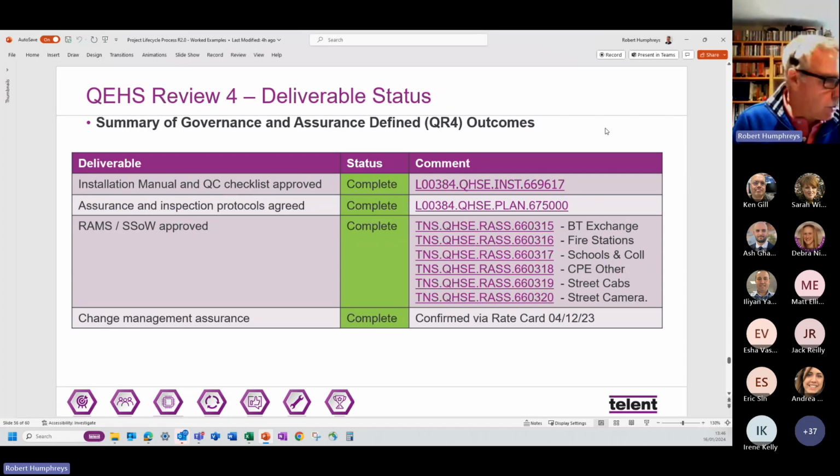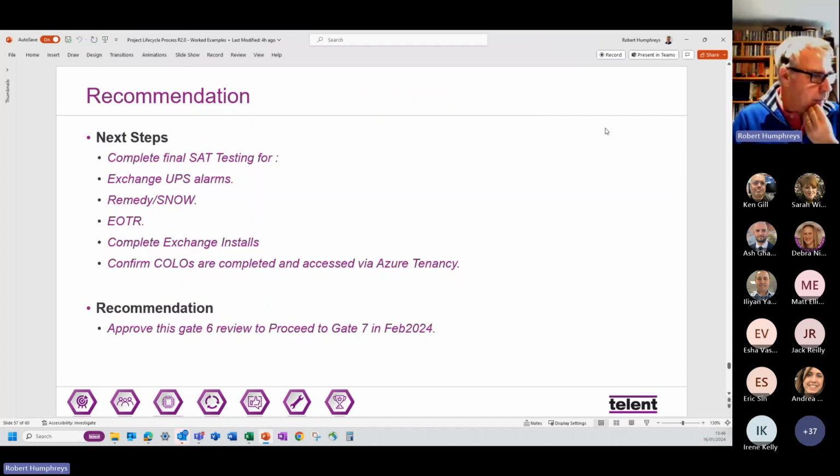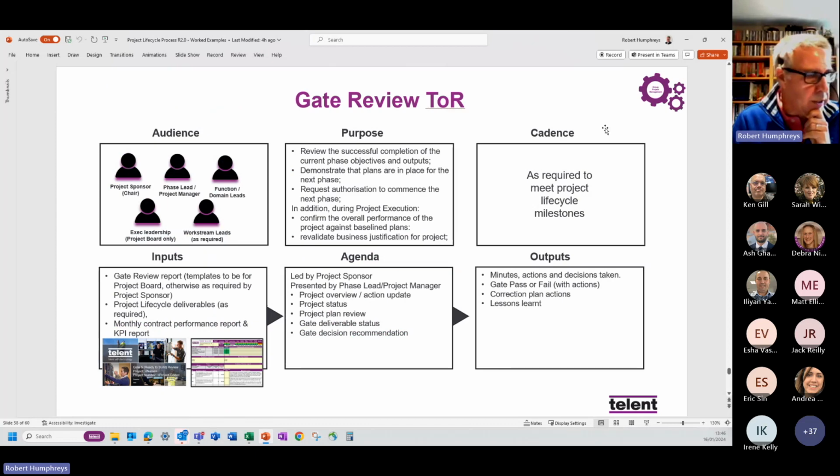So conscious that I've got 14 minutes left, so I'm just going to come to a fairly rapid close. A couple of final points.